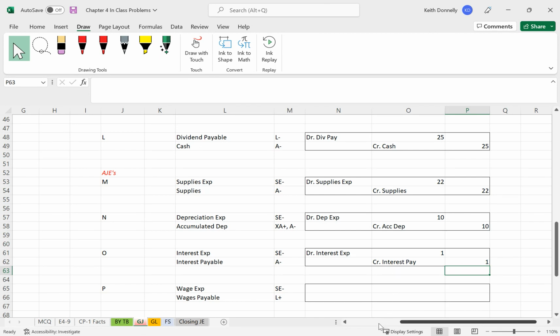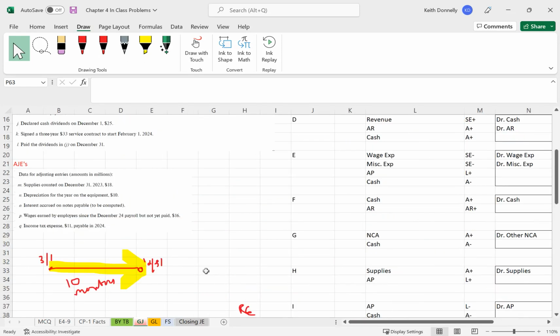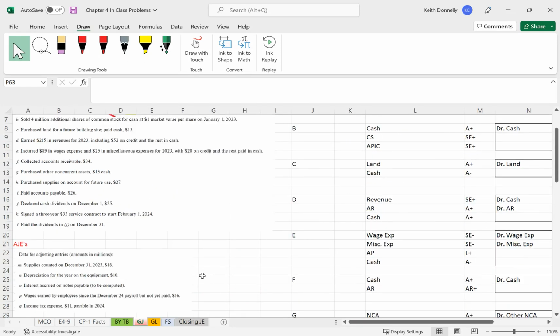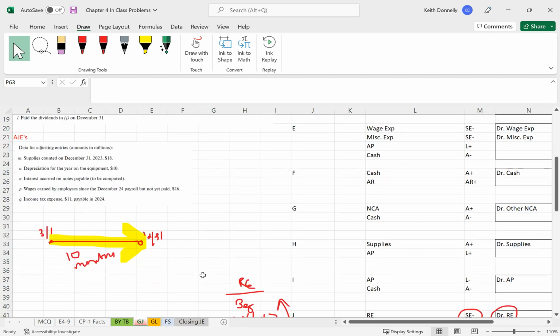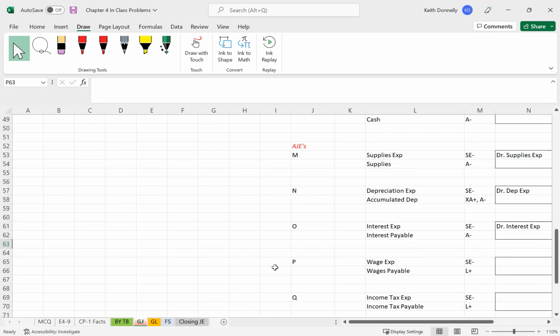Let's look at P. Looks like we have wages earned by employees since the December 24th payroll, but not yet paid. So we've got to accrue $16 worth of wages here.